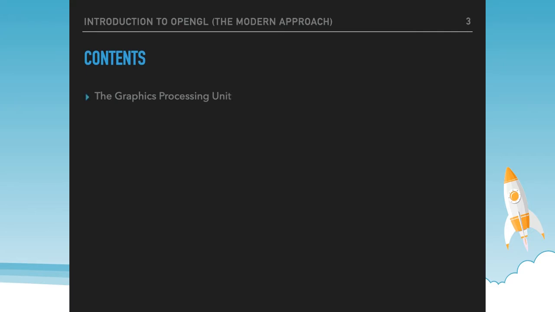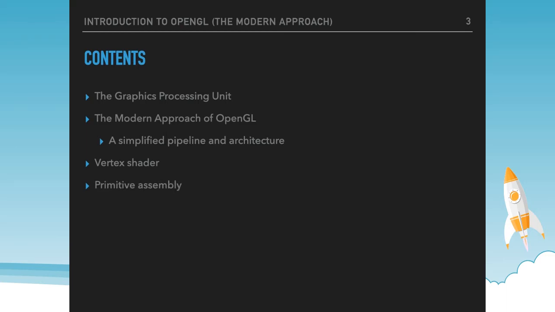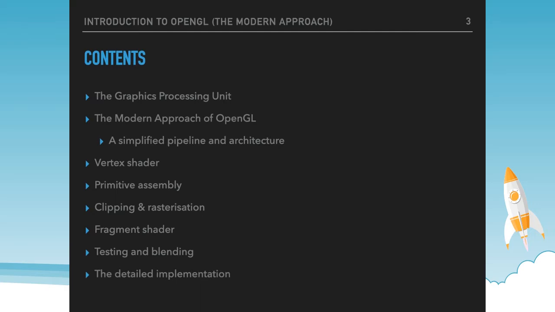We'll begin with some definition about the graphics processing unit, which is the GPU, followed by a simplified pipeline and architecture for this modern approach of OpenGL. And then we will look at what is vertex shader, the primitive assembly, the clipping and rasterization, and not forgetting the fragment shader, testing and blending, and then the detailed implementation for all these.